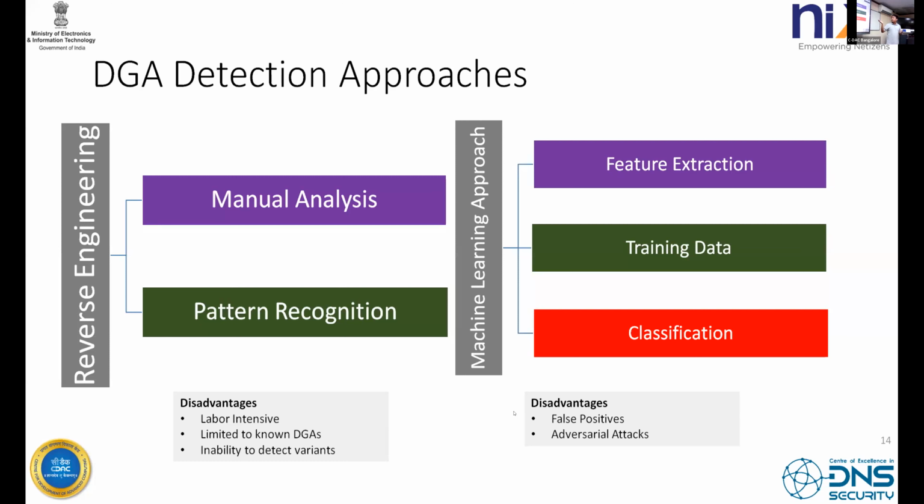With the machine learning approach, we can use some feature extraction technique, like those features that I talked about in the previous slide, which are actually the features of this DGA detection approach only. And once we have the features, we can train and classify the model and detect new variants. I'll talk about this now.